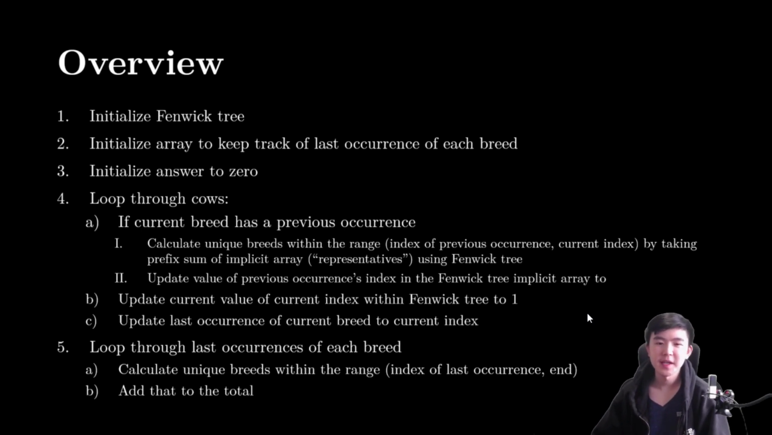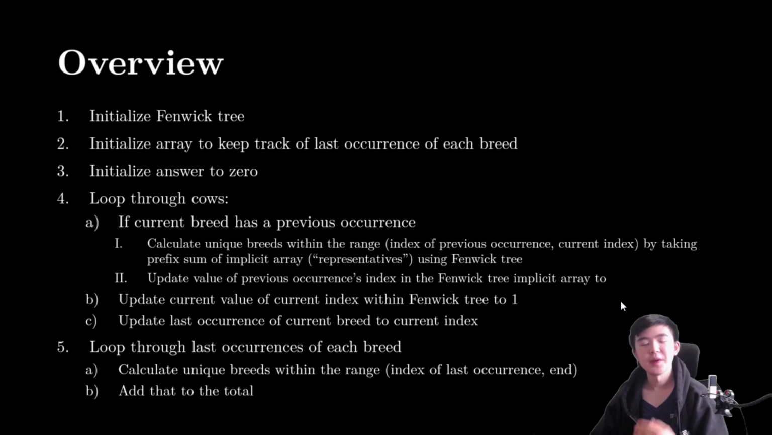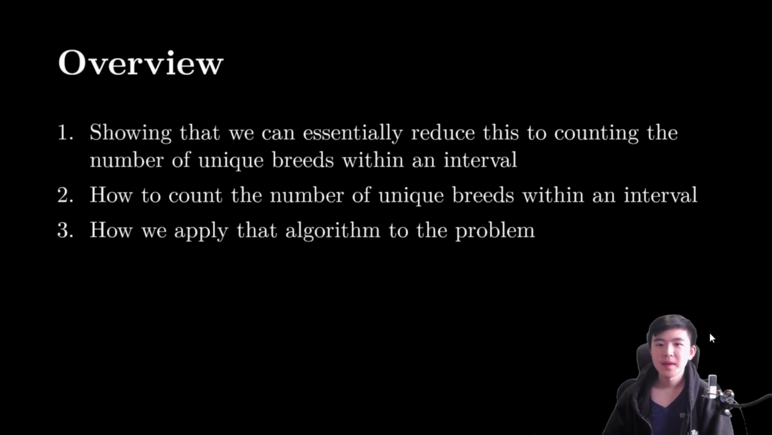So I'm going to explain all of these steps in detail. I just want you to know the overview so that you know the general picture as we go through the explanation. So now let's go to an overview of what the video is going to be like. First, we're going to show that we can essentially reduce this down to counting the number of unique breeds within an interval. Then we can count the number of unique breeds within an interval, and then we apply that algorithm to the problem. So first up is reduction.